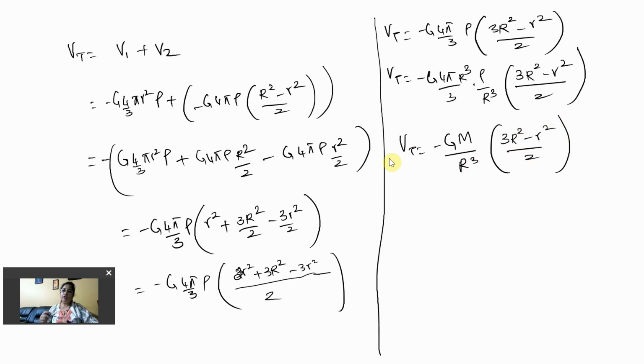This is the potential for a point inside the sphere. So we have now found the potential for a point outside the sphere, on the sphere, and inside the sphere.